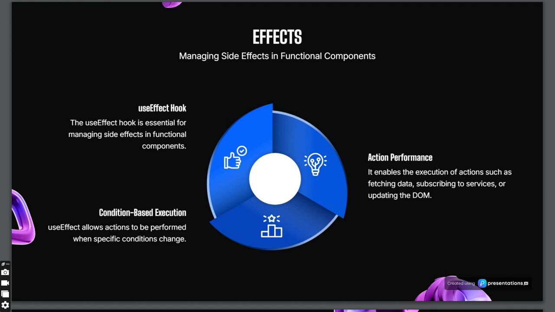Effects. The useEffect hook in React allows us to handle side effects in functional components such as API calls, subscriptions, and DOM manipulation. UseEffect allows actions to be performed when specific conditions change. By default, useEffect runs after every render, but we can control when it reruns by specifying dependencies. This ensures it only updates when necessary. It enables the execution of actions such as fetching data, direct DOM manipulation, updating the DOM, etc.